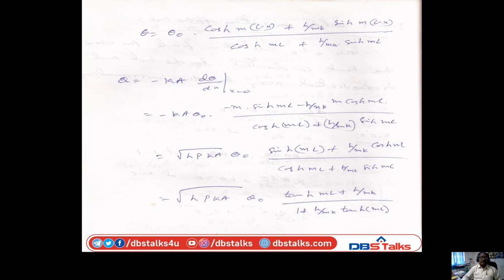Once you know the temperature distribution equation, the next target is to find out the heat transfer. Here heat is transferred by conduction, so the equation is minus k into d theta by dx at x equal to 0. Since this is the theta, we have to differentiate this hyperbolic equation. If you differentiate and simplify, we get the heat transfer equation: square root of hP kA into theta naught into (tanh mL plus h by mk) by (1 plus h by mk tanh mL). This is the equation to find out the heat transfer if the fin is of finite length.